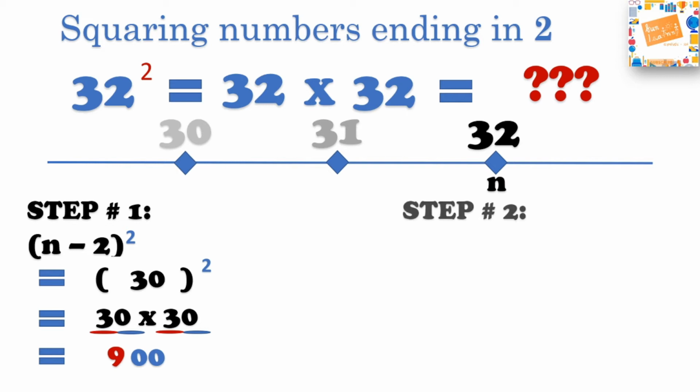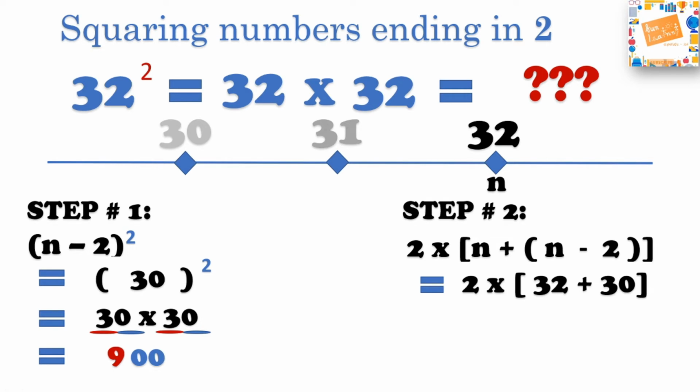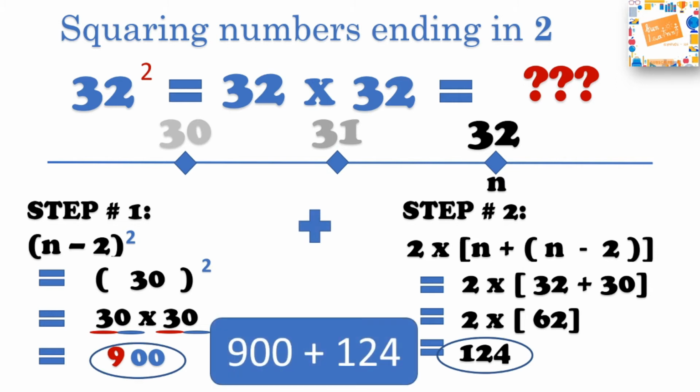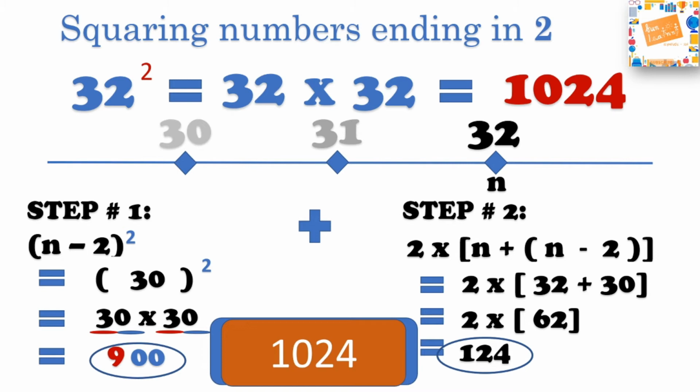Now let's compute step 2, which requires us to add 32 to its nearest 10 and then double it. So this is 2 times n, which is 32, plus n minus 2, which is 30. So this is equal to 2 times 32 plus 30, which is equal to 2 times 62, and that's equal to 124. Now all we need to do is add step 1 and step 2 together. So our answer is 900 plus 124, which is equal to 1024, and that is the square of 32. You work it out on a calculator and you'll agree with me.